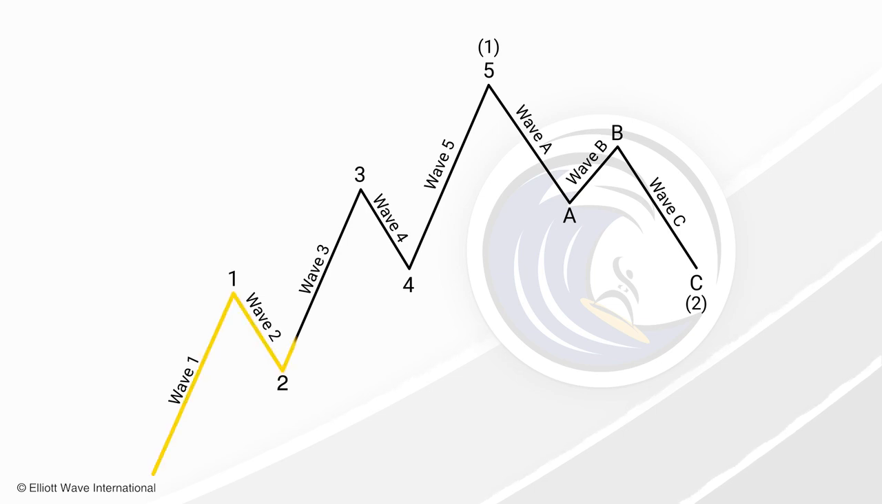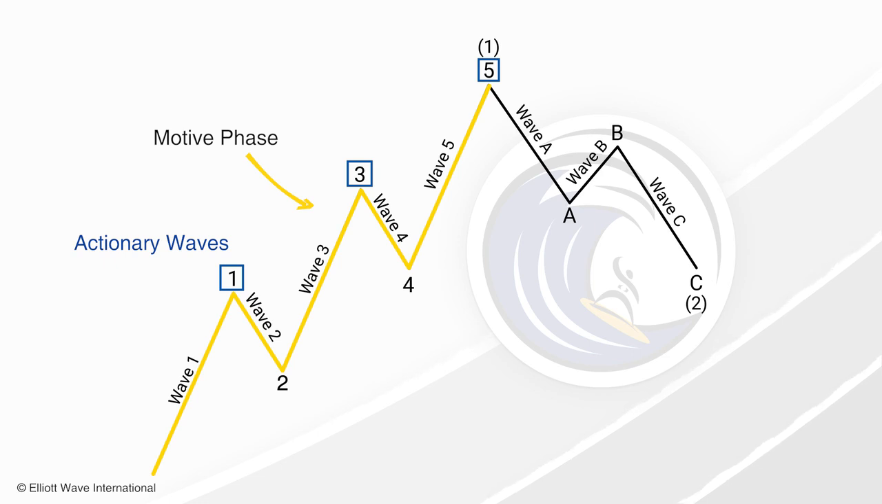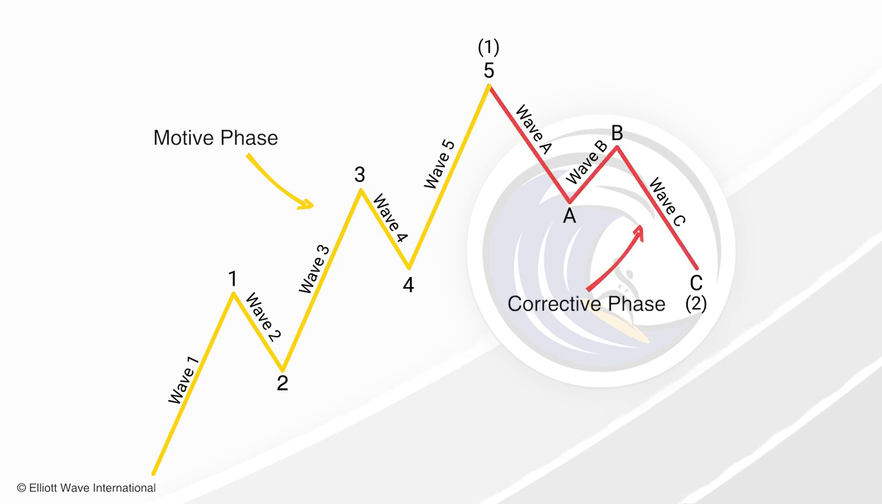We call the first 5 waves up the motive phase. Waves 1, 3, and 5 are actionary waves. They're moving in the direction of the main trend. Waves 2 and 4 are called corrective waves. They interrupt the main trend. After a 5-wave sequence is complete, it is followed by the corrective phase, where we use letters to label the waves A, B, and C.